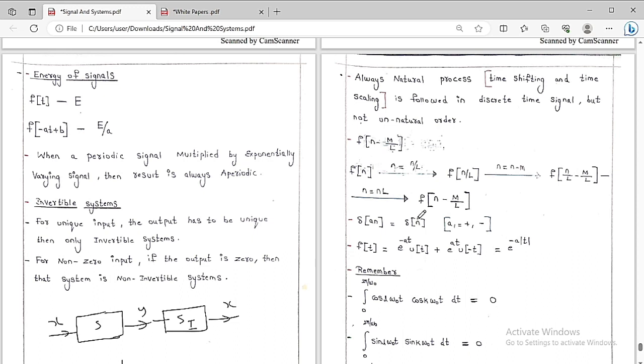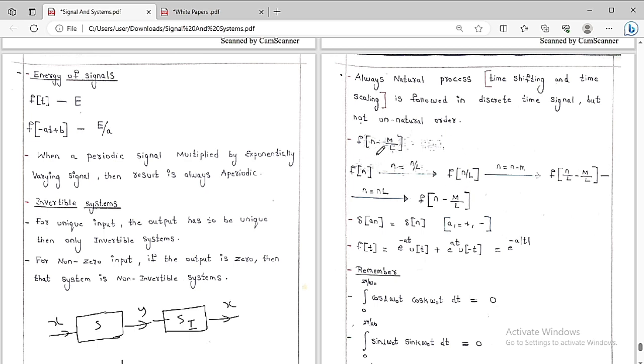But in the case of the discrete time domain, always you have to follow the natural method only. But I recommend you to follow the natural method in both the continuous time domain as well as the discrete time domain, so that you will not get confused. Always the natural process, which is time shifting then time scaling, is followed in the discrete time signal, but not the unnatural method. Natural method means first time shifting then time scaling. Unnatural means the reverse, first time scaling and then time shifting. So always, whether it is a continuous time case or discrete time case, I recommend you to follow only the natural method, which is time shifting then time scaling.